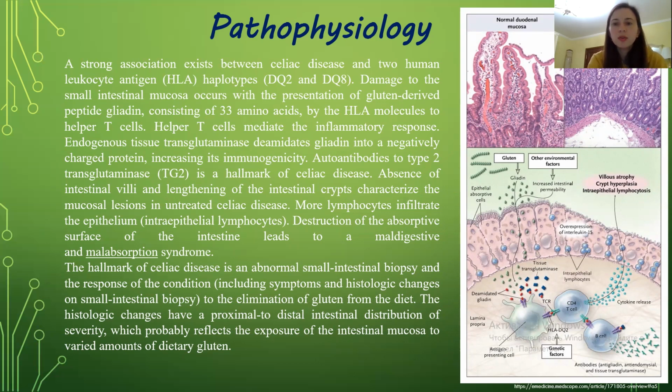Destruction of the absorptive surface of the intestine leads to maldigestion and malabsorption syndromes. The hallmark of celiac disease is an abnormal small intestinal biopsy and the response of the condition to the elimination of gluten from the diet. The histological changes have a proximal to distal intestinal distribution of severity, which probably reflects the exposure of the intestinal mucosa to varied amounts of dietary gluten.